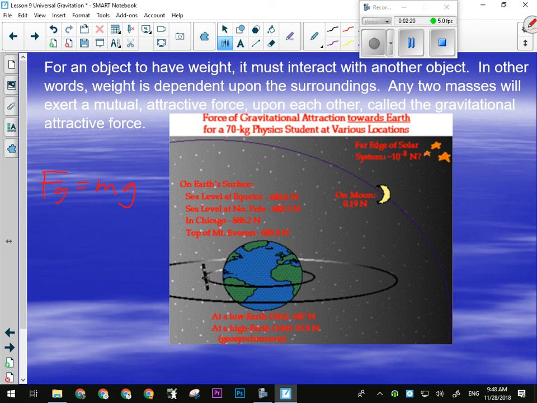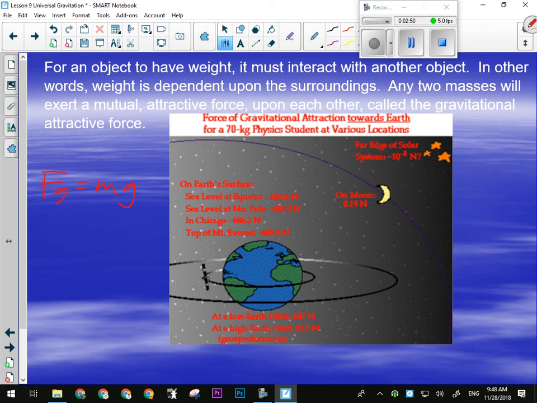So my weight is actually the mutual attractive force between me and the Earth. The Earth is just as attracted to me as I am to it. The Earth pulls on me with a force of whatever number of newtons, and I pull on the Earth with that same amount of force. The difference is that has absolutely no effect on the Earth, but it has the effect of accelerating me towards the Earth at 9.81 meters per second squared. Everyone all right with that idea?